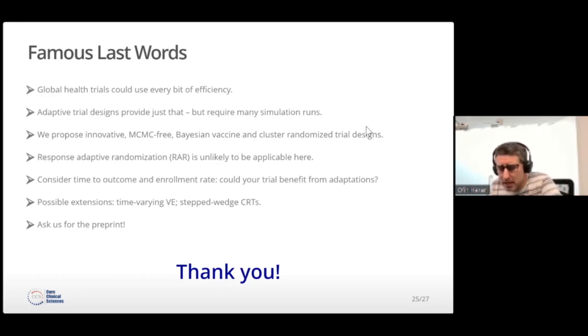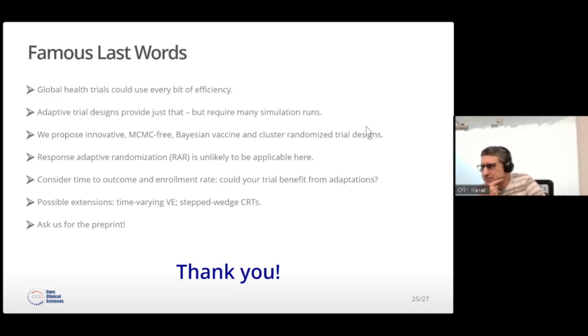The algorithms I proposed here are all MCMC free, and that's crucial because we need them to be fast, because we need to run a large number of simulations, and I do 100,000 of those in minutes, just because I spare the need to run any MCMC. In fact, as far as I can tell, this Bayesian cluster randomized trial that I propose is the only one I'm aware of that requires no MCMC.